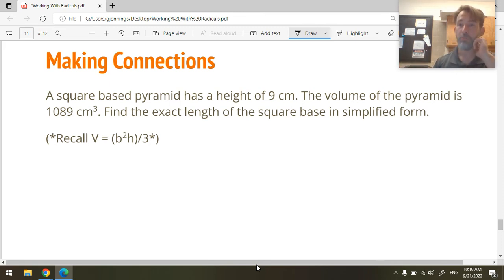Exact length. Okay, we want to simplify it. So pause the video, try it, and then unpause the video and watch me. Here we go. You just paused and tried it. Great. Good for you. Pat yourself on the back for trying, even if you got it or not.